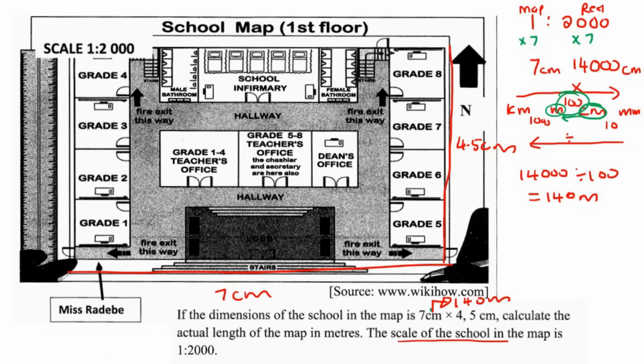But that's actually the only one that we have to do, because they said if the dimensions of the school are 7 by 4.5, so that would be called your length, and then the shorter one would be called your breadth. And they just said calculate the actual length of the map in meters. So they only wanted us to calculate the length. But if they wanted both, then you could easily go and convert this 4.5 as well. And so the answer there would be 140 meters.